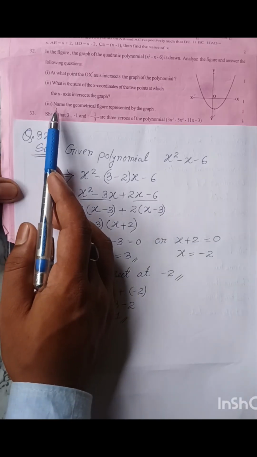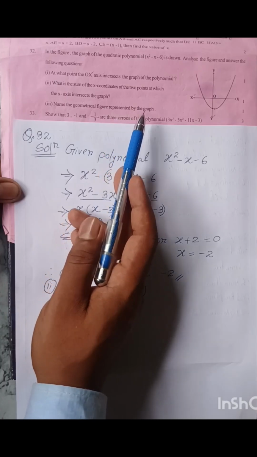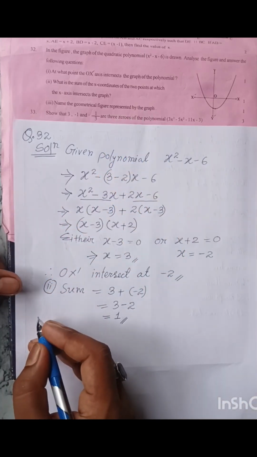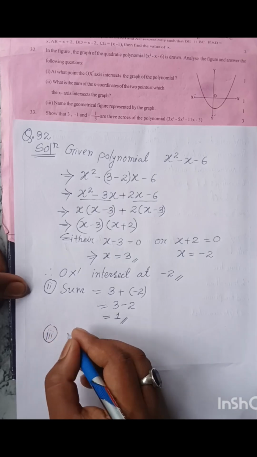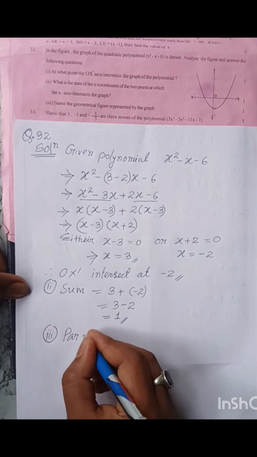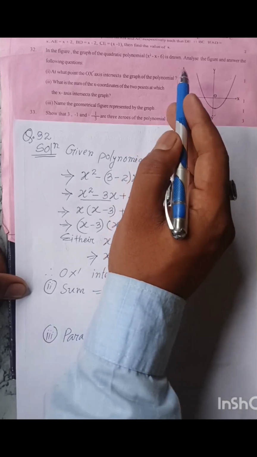Now I'll write the answer for point number 3. Name the geometrical figure represented by the graph. So the answer for point number 3 is parabola. So write here parabola, which means this type of graph is a parabola.